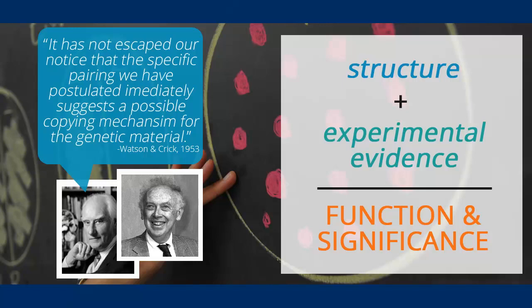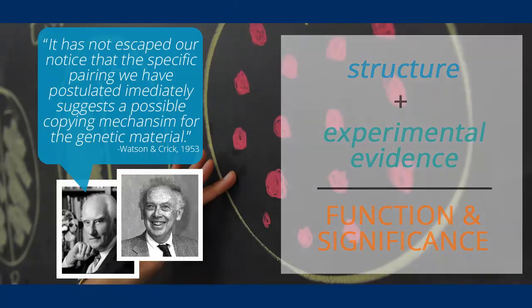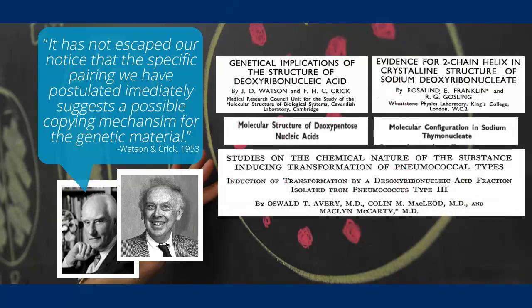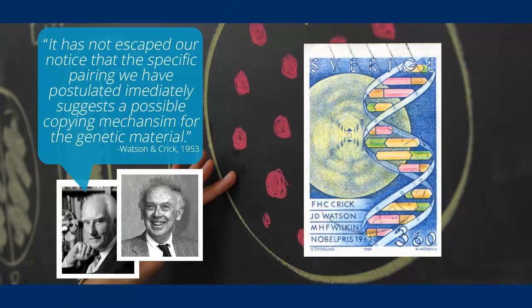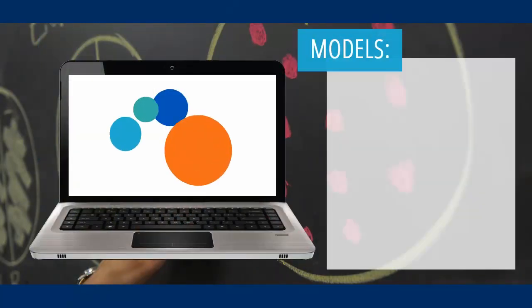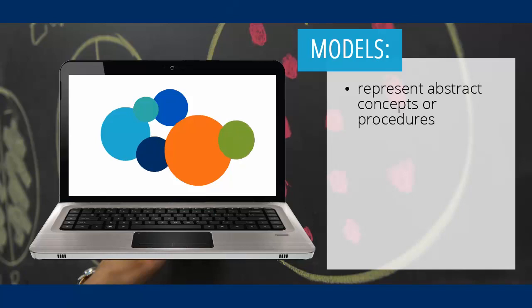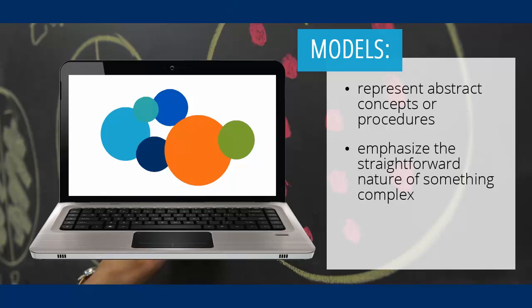Experimental evidence supporting their structure and function connection was published in a series of 5 articles in the same issue of Nature. In 1962, Watson, Crick, and Maurice Wilkins jointly received the Nobel Prize in Physiology or Medicine for their discoveries. Models are used to represent abstract concepts or procedures. They emphasize the straightforward nature of something complex, and they help simplify things we don't understand.